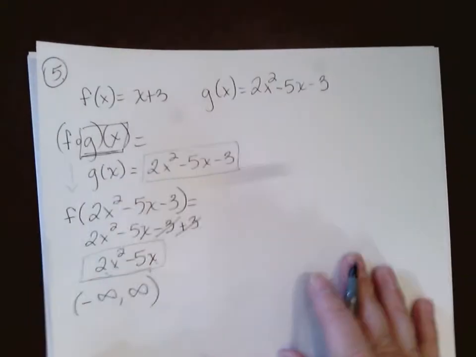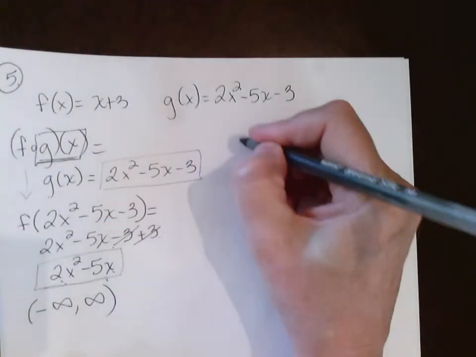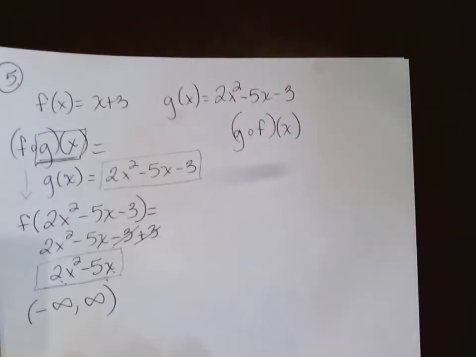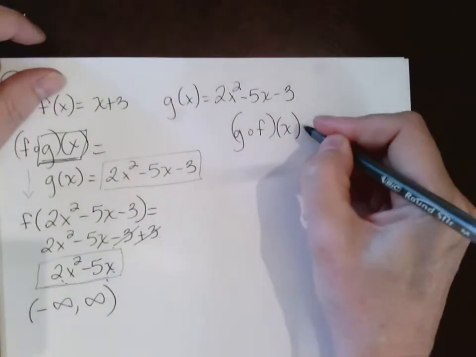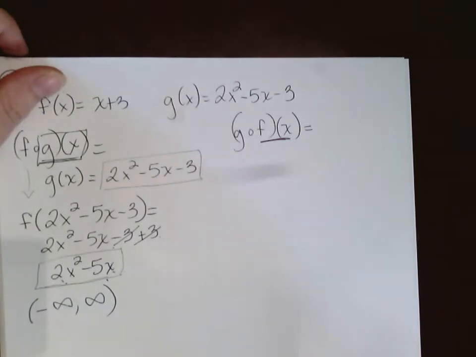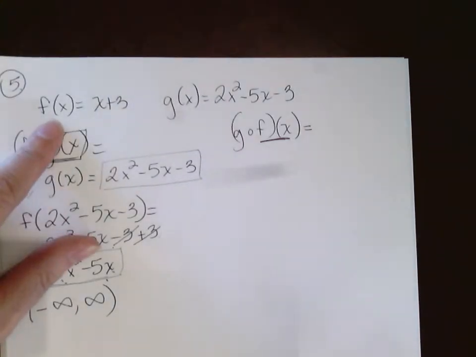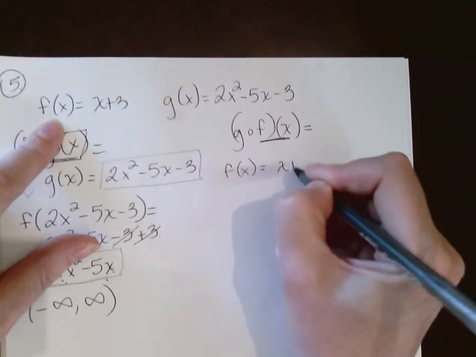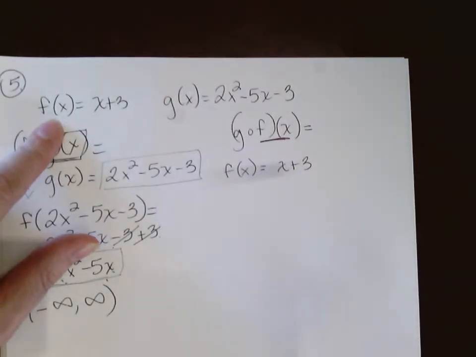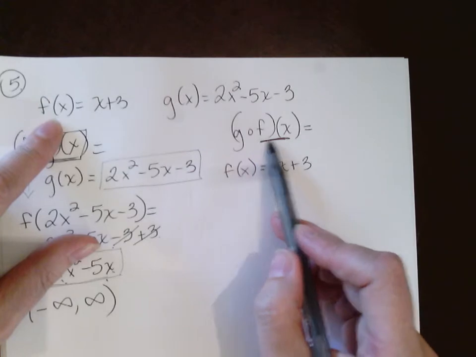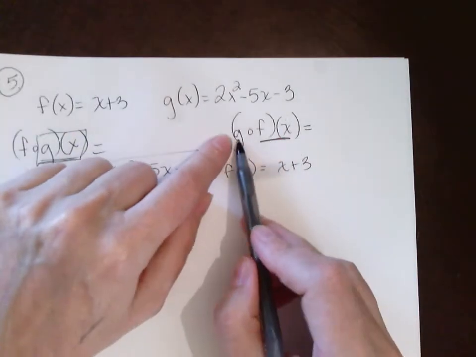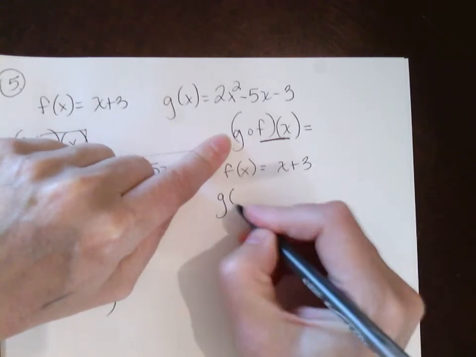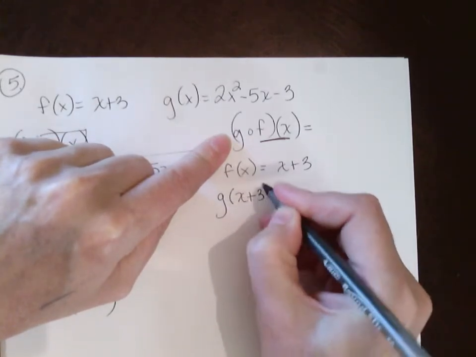Now it wants me to do all of it again and switch the f and g. So I'm finding g of f of x, which means find f of x first. Well, I know what f of x is. I can just look right here. F of x equals x plus 3. So now, since I have found f of x, now I find g of this answer. So g of x plus 3.